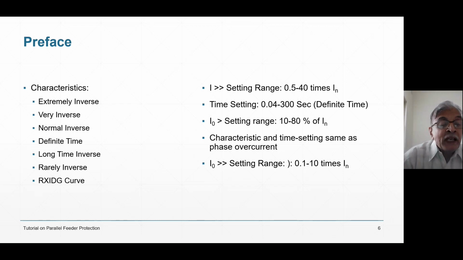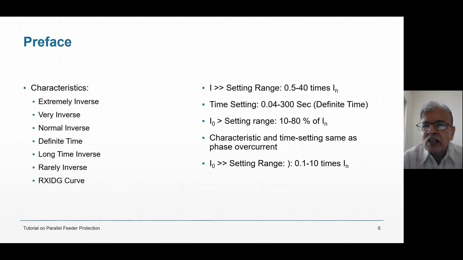This relay gives many characteristics. A single relay gives extremely inverse, very inverse, normal inverse, definite time, long time inverse, and rarely inverse, that is RI characteristics, and the RXIDG curve. 7 different curves. No doubt one curve at a time, but a single relay can be configured to have different characteristics.